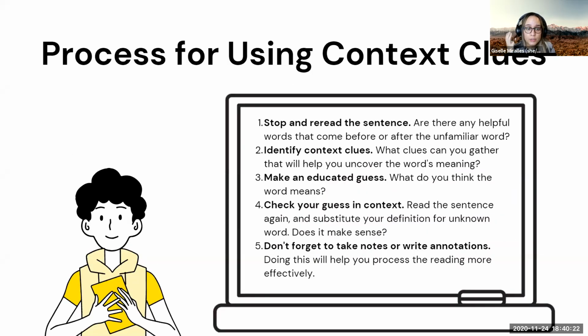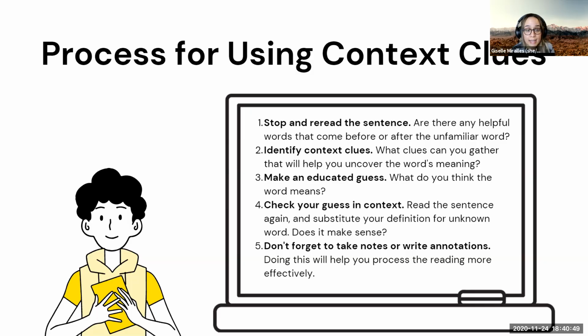So, as I said, there's a process for using context clues. The first step is to stop and reread the sentence. So, if you get to a sentence and you don't understand what a word means, stop right there and go back and reread it. Ask yourself, are there any helpful words that come before or after the unfamiliar word? That might help you understand if you can identify any other words that you understand.